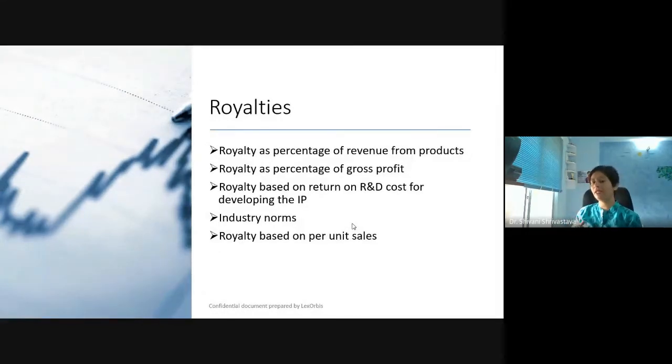And then royalty can be on per unit sales. Like how many products I'm selling, I would be giving some percentage of per unit sale in the market. There is a very important case here. We know that there is a war between, it's not a war, but Coca-Cola and Pepsi, they both are competitors. So this is a very old case.